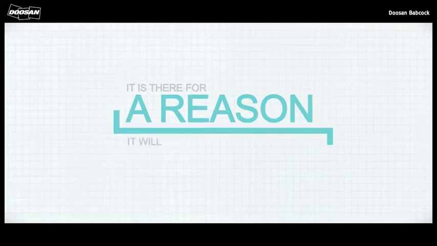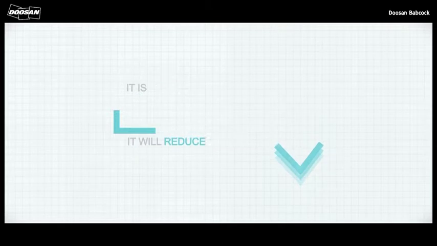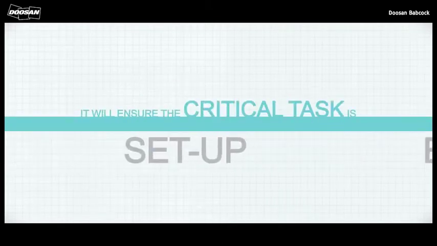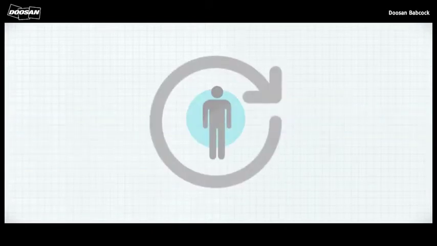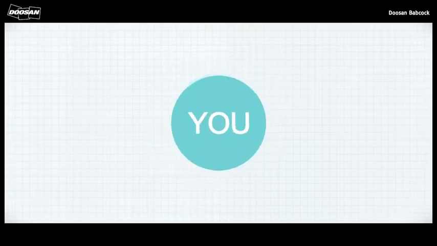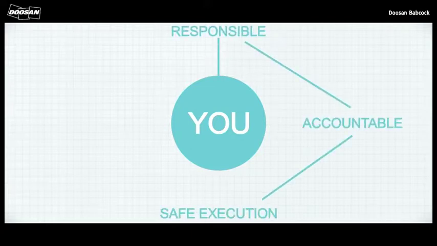It's there for a reason. It will reduce the risk of incident, injury or error. It will ensure the critical task is planned, set up and executed safely and correctly. It will ensure you remain in control throughout the task and that you're aware of and recognise change. It will make you personally responsible and accountable for the safe execution of the task and make you intolerant to any deviation.